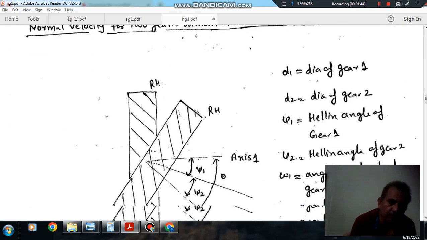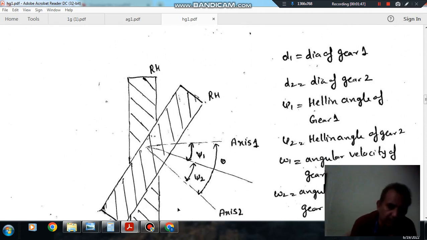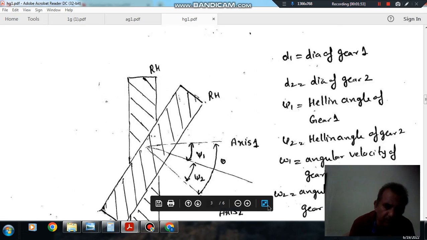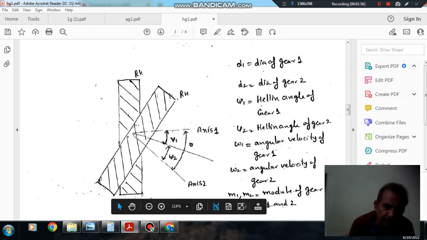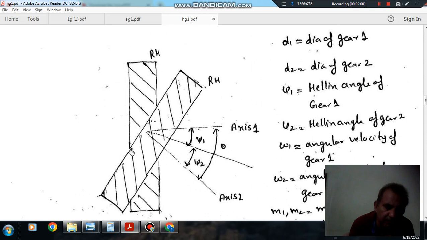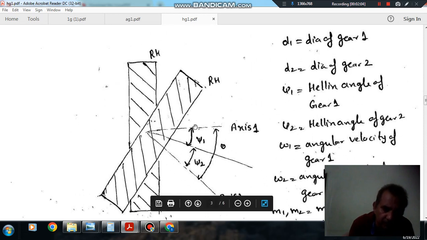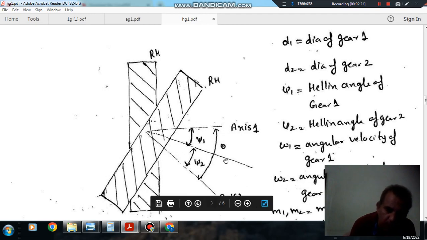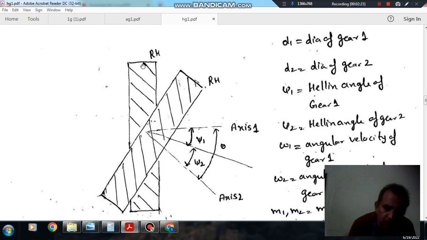So let us see the derivation in spiral gears for velocity ratio and center distance. These are two spiral gears having helix angles psi 1 and psi 2 respectively. This is the first gear, and the axis of rotation of this gear is this. To draw the spiral angle, we move clockwise. Then it is psi 1, and this is a common surface to both the gears.